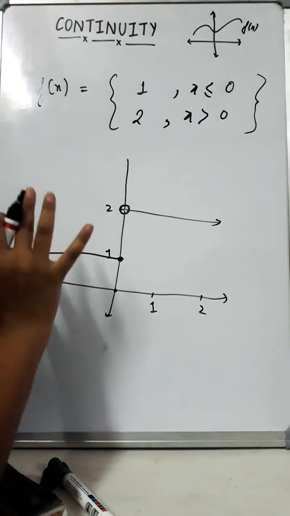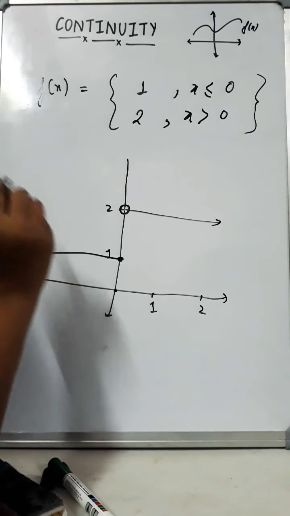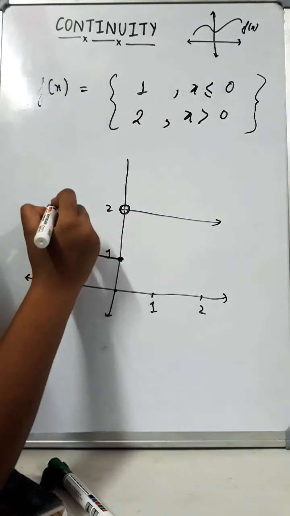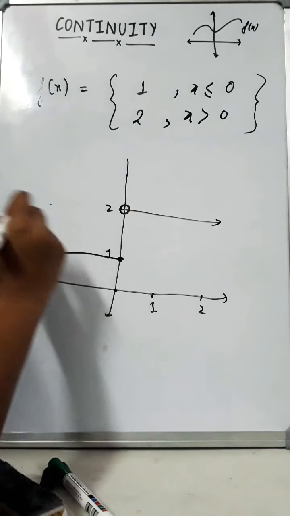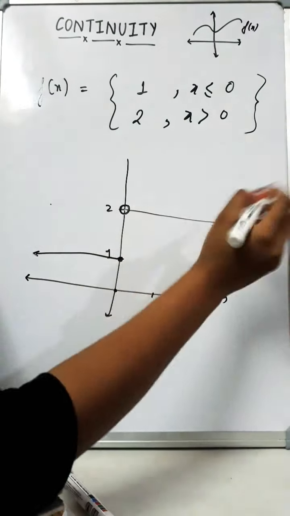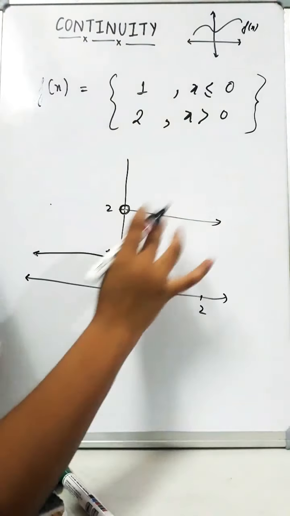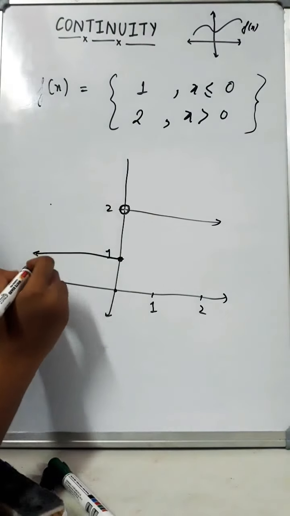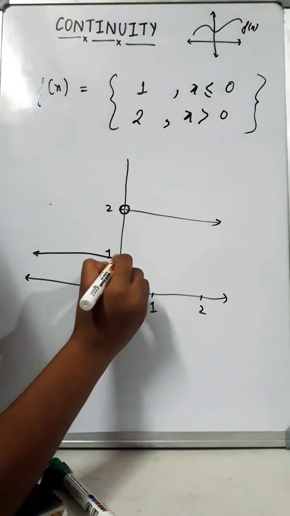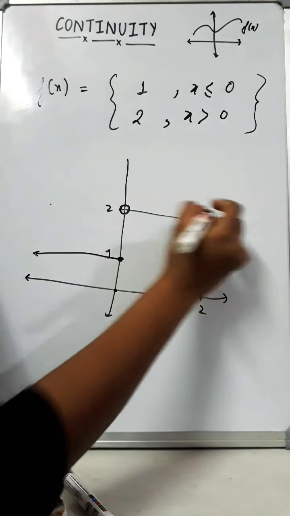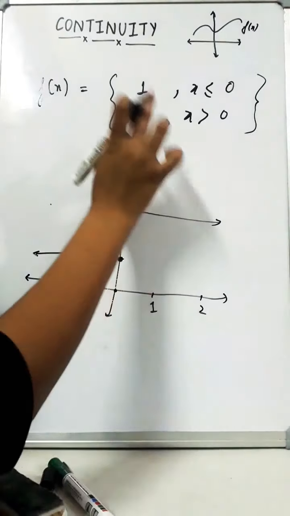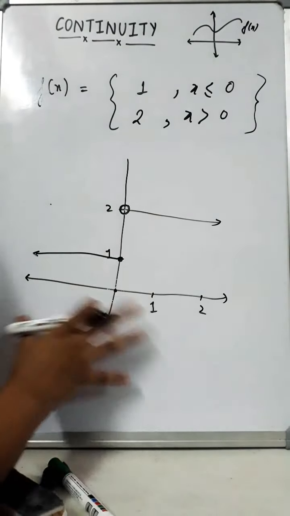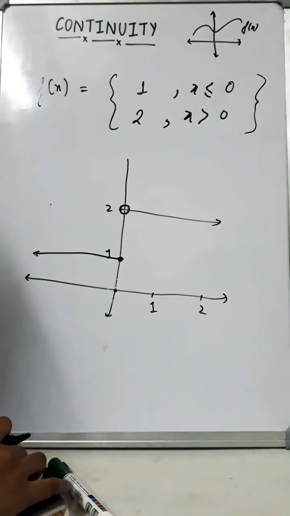Now in layman's language, a function is continuous if you are able to plot that without lifting your pen. Means there is no breakage, in a single line. If you can draw that function, then that function is continuous. But here you see, you go up to here and then you have to lift the pen and then draw this. So there is a breakage at this point 0. So at point 0 your function is not continuous. Overall the function is not continuous.